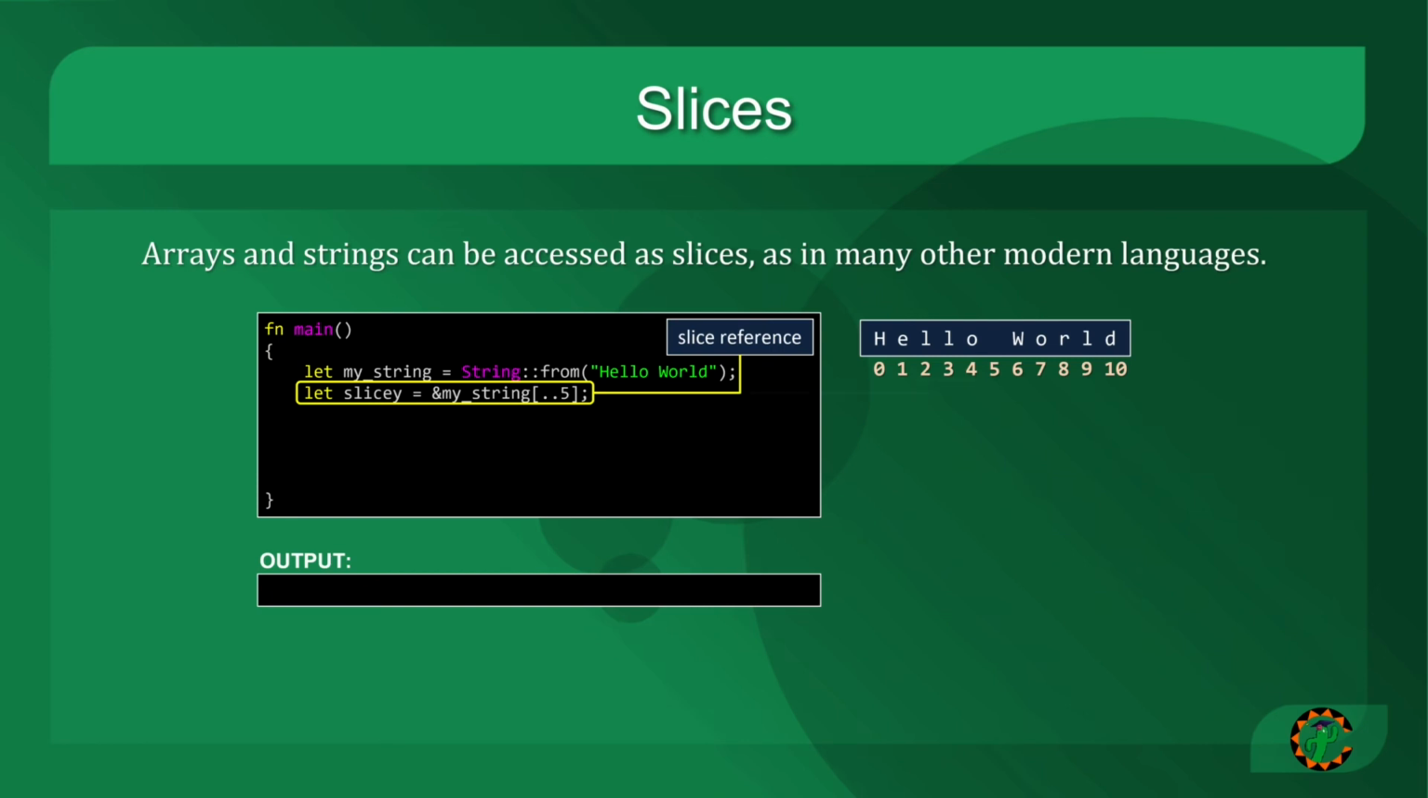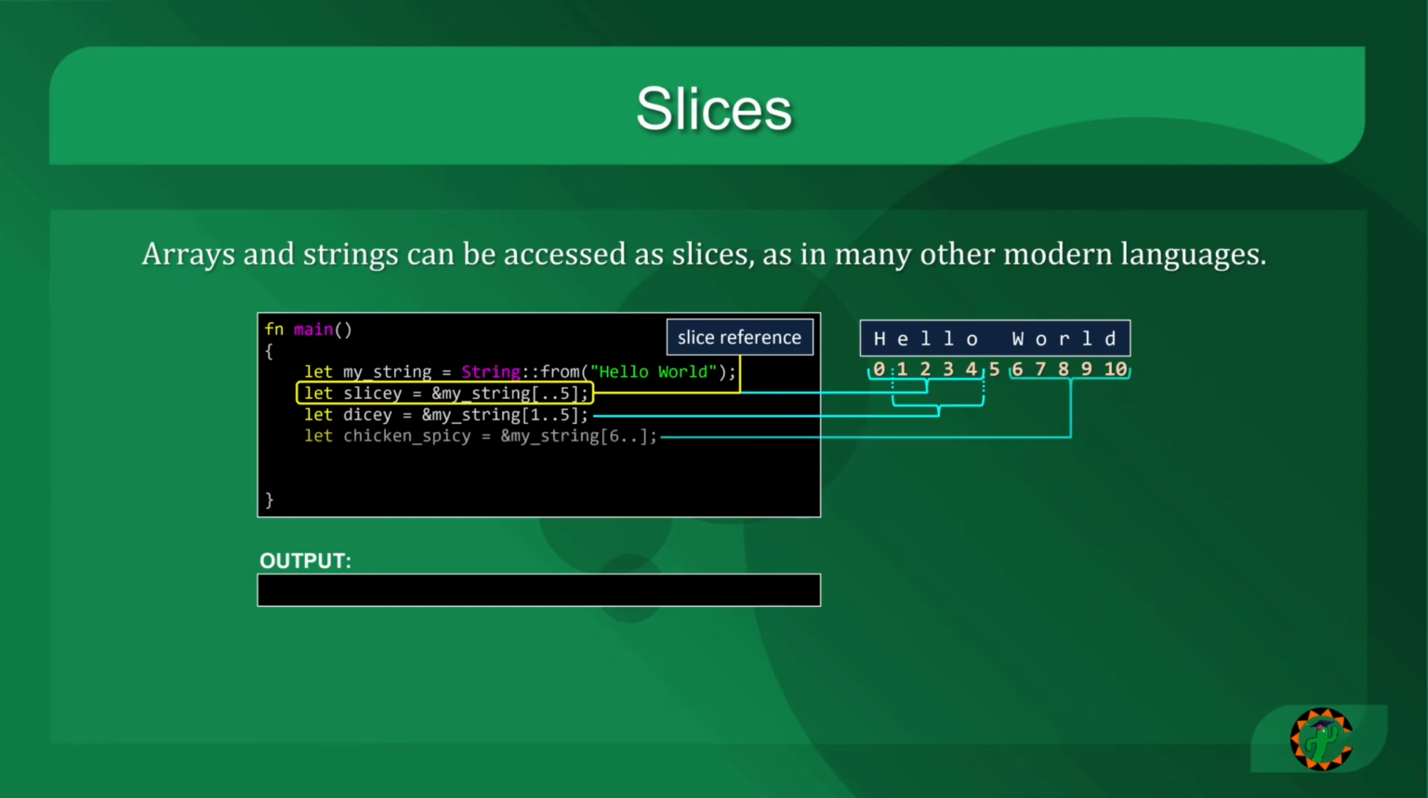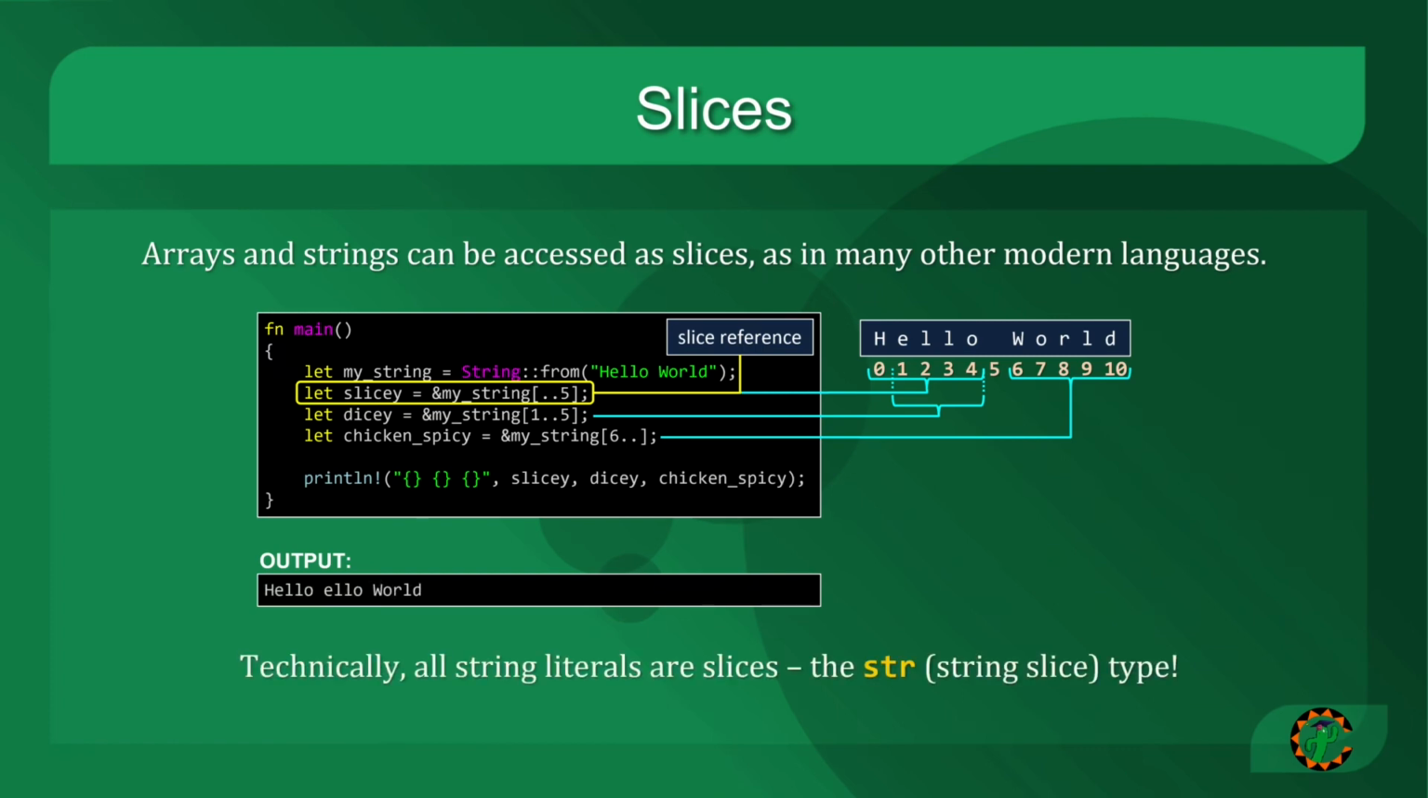We can also see the range to the right. Our second slice, dicey, will go from the 1st character, again ending before the 5th character. And our third slice, chicken spicy, will go from the 6th character to the end of the string. We can then print each of these slices. The result is that each subsection of the string appears on the screen. One interesting feature of Rust is that all string literals are in fact string slices, or the str type. This type is much more limited than the full string type, but that also means that there are many optimizations that can be done by the compiler for this type.